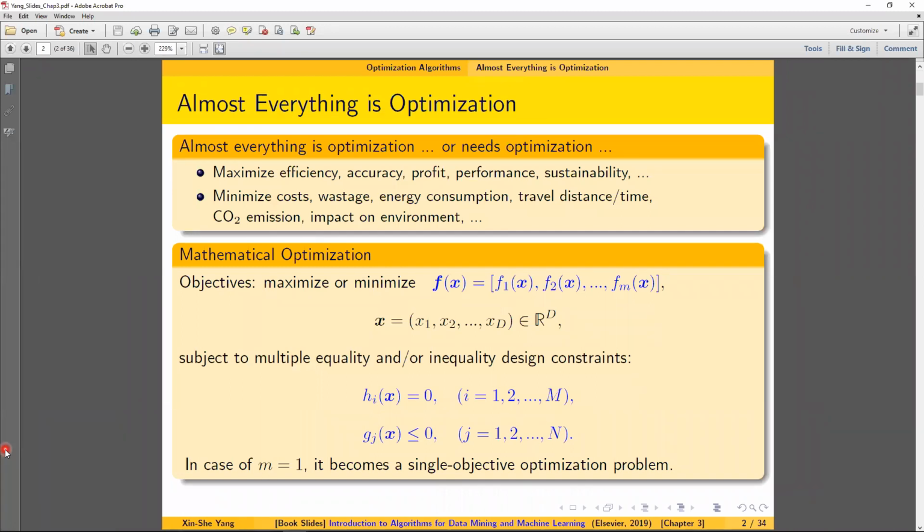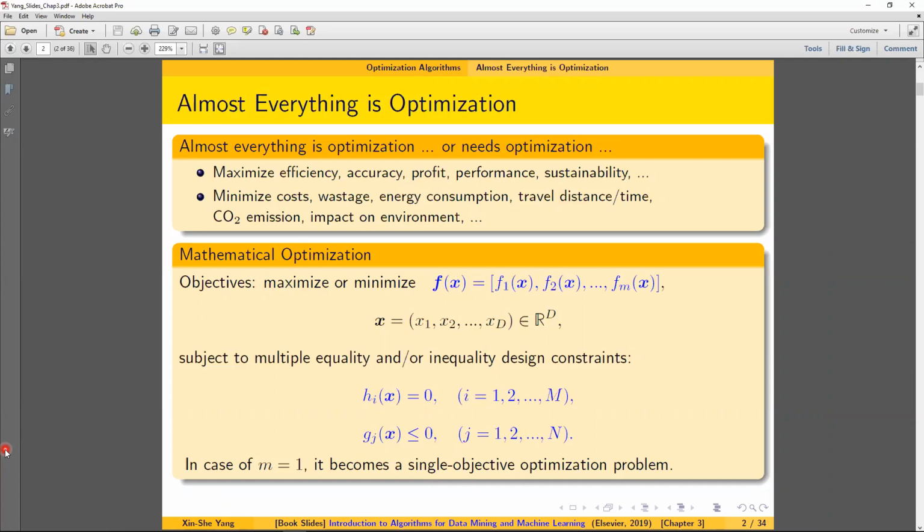Just be aware, almost everything is optimization, or almost everything needs optimization. If you think about it, you could maximize efficiency, accuracy, profit, performance, sustainability, or you could minimize cost, wastage, energy consumption, travel distance, or time, minimize the CO2 emission, minimize the impact on environment, etc. And then let's take a look at what is optimization.